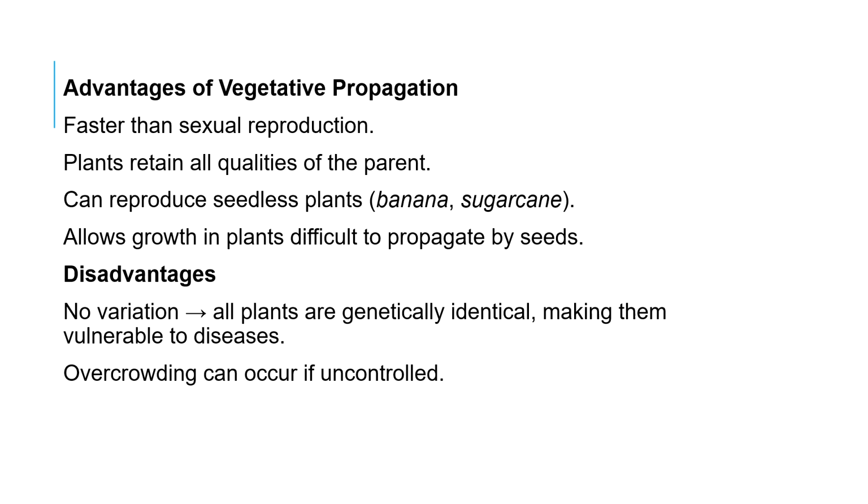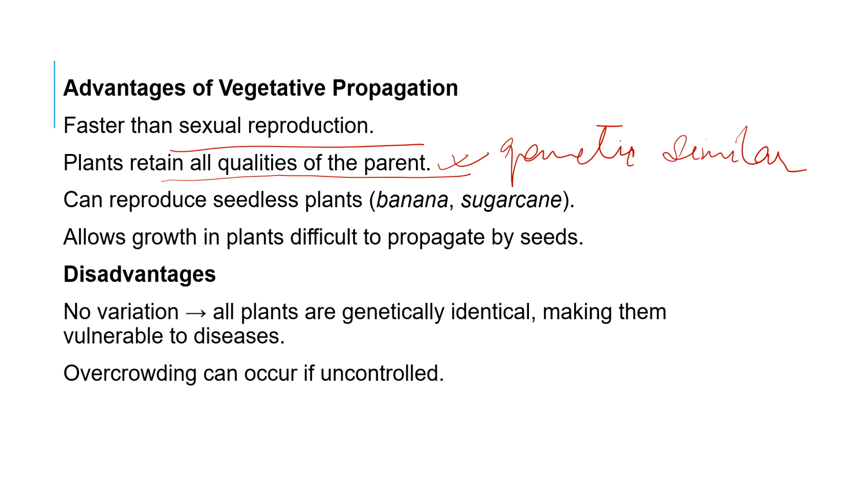So, what are the main advantages of this vegetative propagation? First, it is faster than sexual reproduction. It takes very less time. Plants retain all qualities of the parent plant. We have told that they are genetically similar. So genetic similarity is there with the parent plant, and the offspring can reproduce seedless plants like banana and sugarcane. So these plants are without seeds, and though they are without seeds, the propagation is possible by the methods of vegetative propagation like layering, grafting, tissue culture and all.